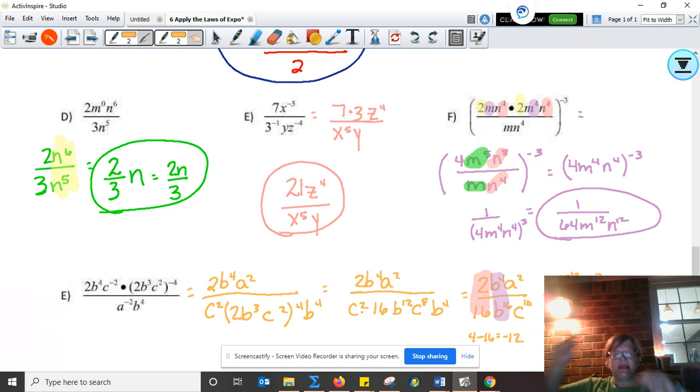Can we have that b to the negative 12 power? No. So it needs to change locations. So my final answer is going to be a squared over 8 b to the 12th, c to the 10th. And that's your final answer.